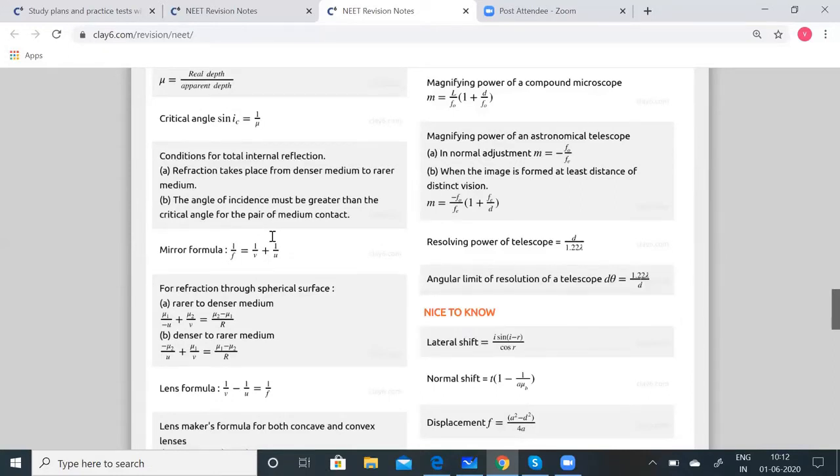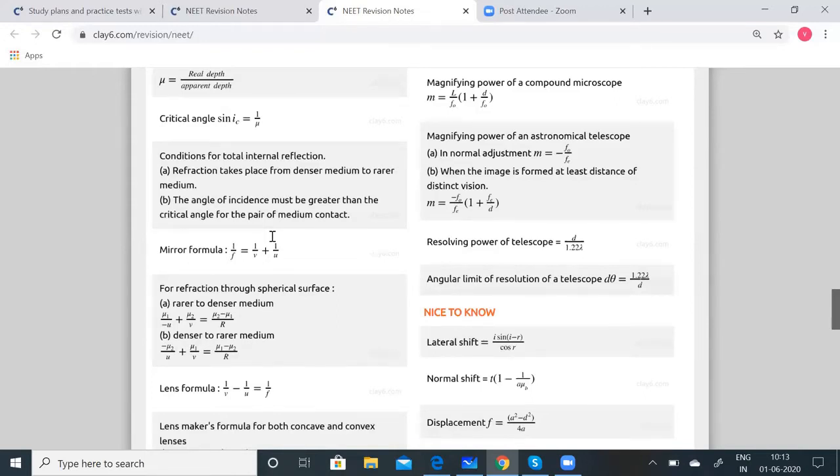Magnifying power of an astronomical telescope, in normal adjustment: M = -Fo/Fe. When the image is formed at the least distance of distinct vision, M = -(Fo/Fe)(1 + Fe/D), where Fo is the focal length of the objective.